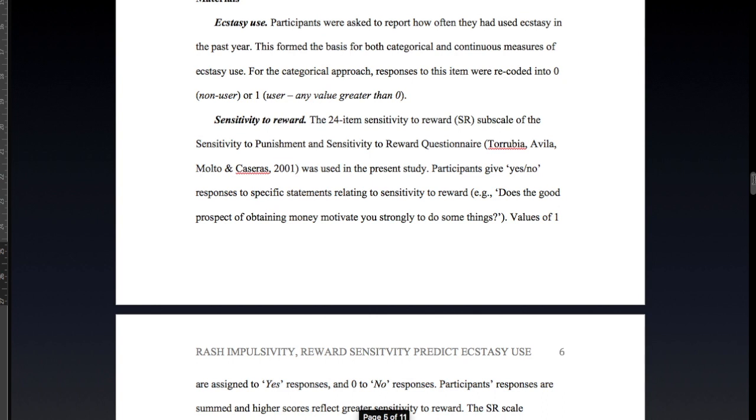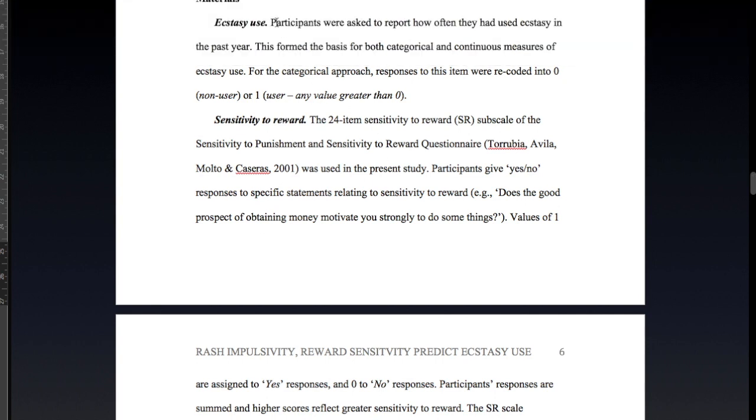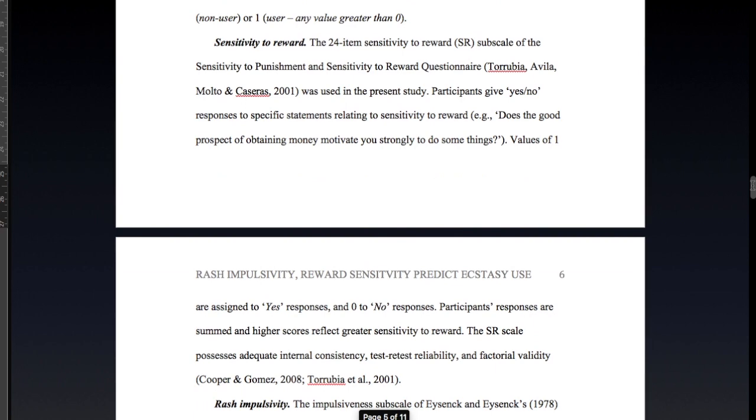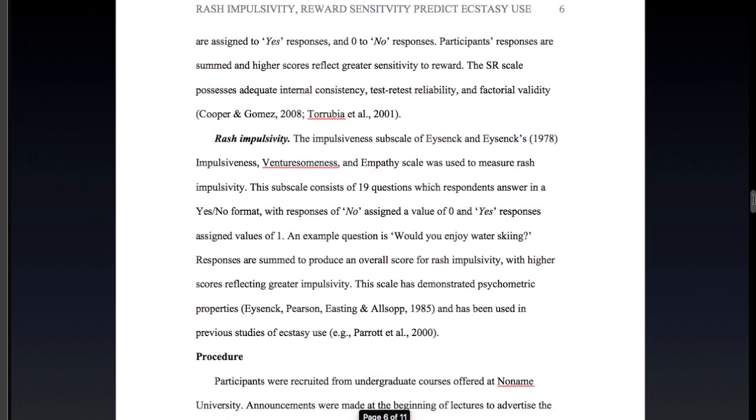So under materials, I give a look at how the participants were asked to report how often they had used it, and then I give an idea of the scores, how they were coded into zeros and ones for this particular one, and other times they'll be Likert scales, 0 to 5, 0 to 7, that sort of thing. So yeah, that's just an idea of those sort of things.